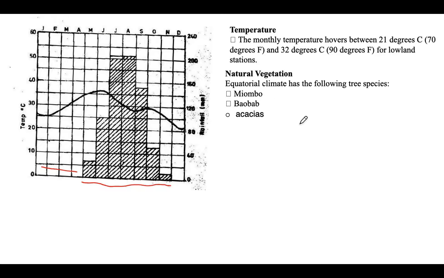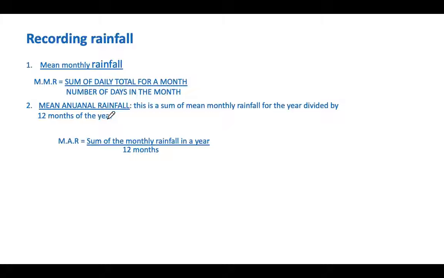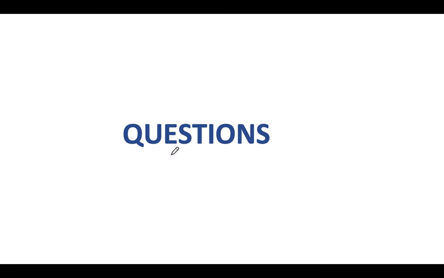And then we have the second one, which is mean annual rainfall. This can be defined as the sum of the mean monthly rainfall for a year divided by the 12 months of the year. So mean annual rainfall can be given by the sum of the monthly rainfall in a year divided by 12 months. We can see this through questions. I'll show you from the questions.